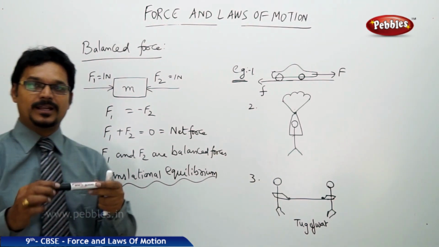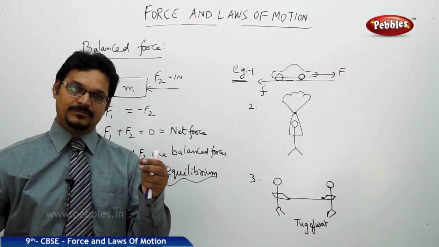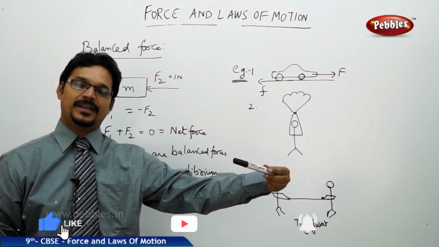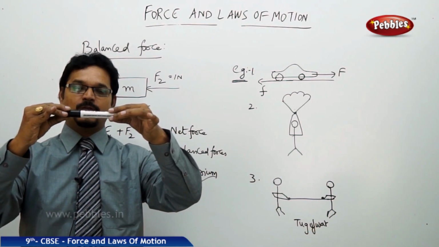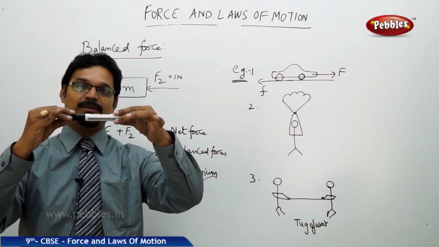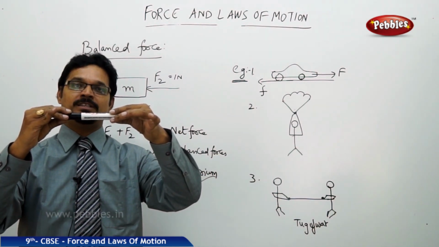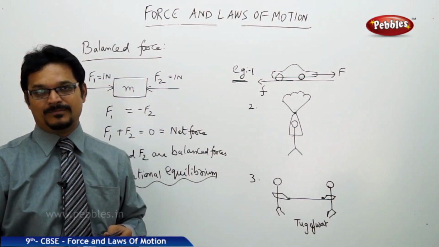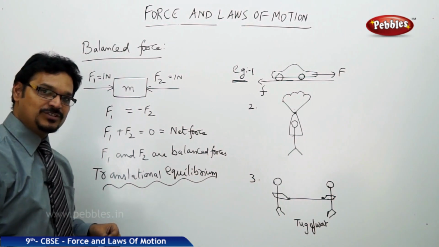See this example here, it's a marker. Using my right hand, I am pulling the marker, so it goes towards the right side. Using my left hand, I am pulling the marker, it goes towards the left side. But if I apply equal and opposite force, now what's happening? It is at rest. Still force is applied here. Don't think that I am not applying force. Yes, I am applying force, left side and right side, but still the body is at rest. Now I say this is in translational equilibrium, and F1, F2 are called balanced forces. So when balanced forces are acting, the net force is 0 and the situation is translational equilibrium.